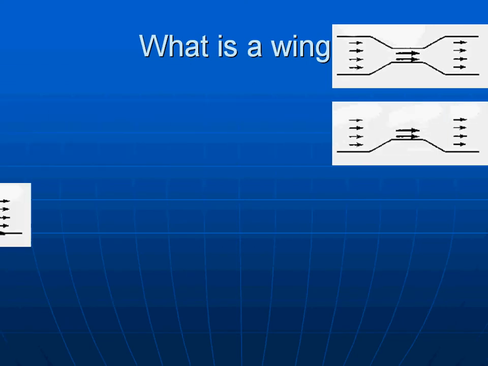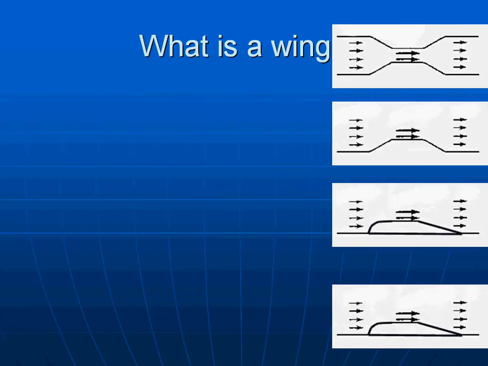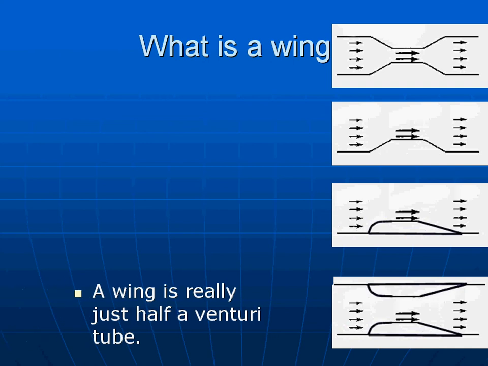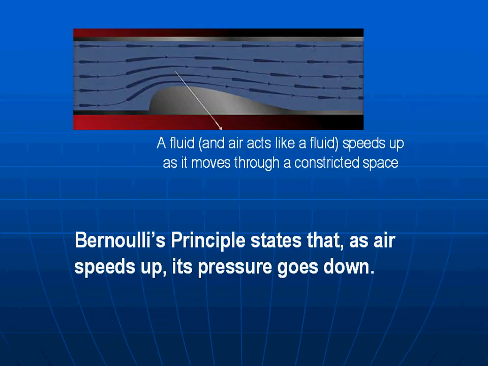What is a wing? Well, if we dissect a Venturi tube, we can see that a wing is really just half of a Venturi tube. Bernoulli's principle states that as air speeds up, pressure goes down, and as we can see through this pictorial view, the air that moves up and over the top of the wing has more distance to travel than the air flowing over the bottom, therefore creating a lower pressure.